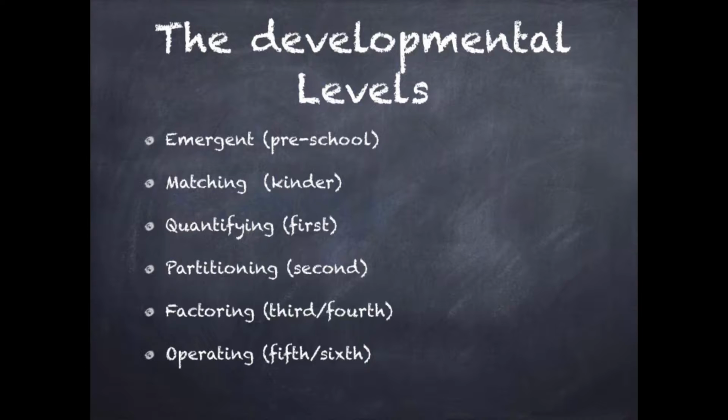So this first phase, which would be around the preschool time, is the emergent phase. It's the very first phase that develops. Then when they're about kindergarten, they're working in the matching phase. Now in kindergarten, they might be working in this phase. It doesn't mean that your child is in this phase, but the kindergarten work is basically around the matching phase. And then they start to get into the quantifying phase, and first grade is mostly dealing with this quantifying phase. And then we have what we call the partitioning phase. That's mostly second grade type work. And the factoring phase covers about third and fourth grade, and the operating phase about fifth and sixth grade.